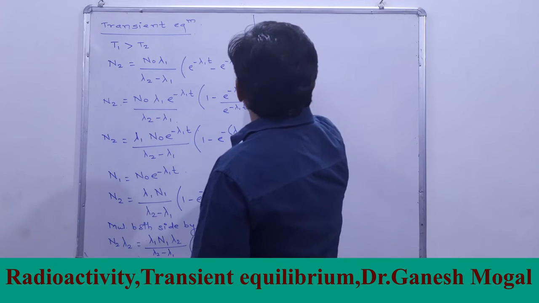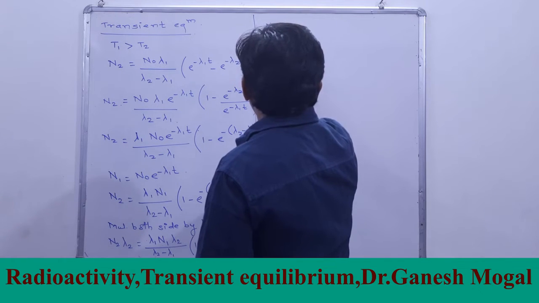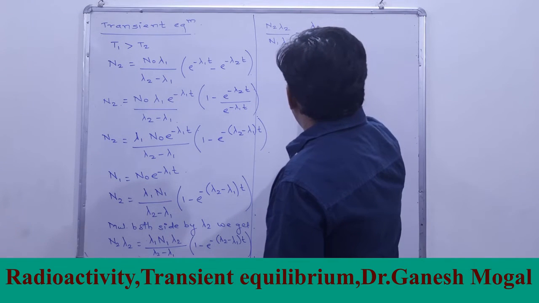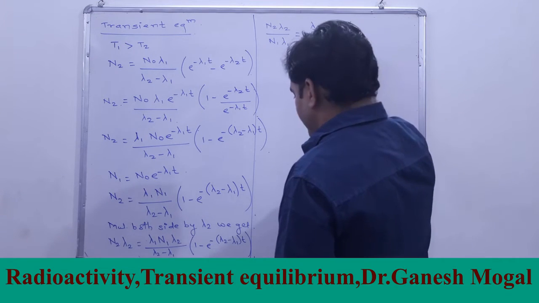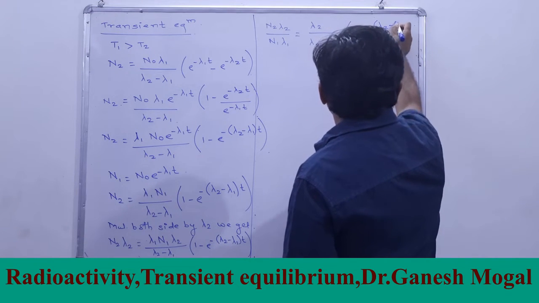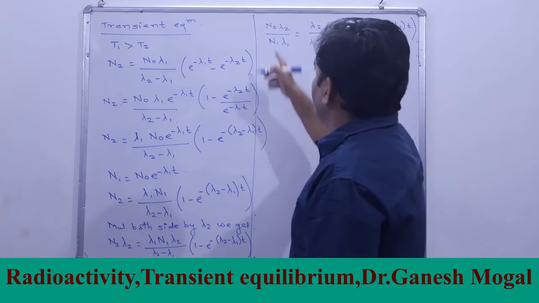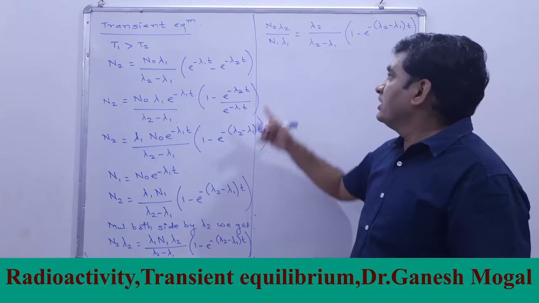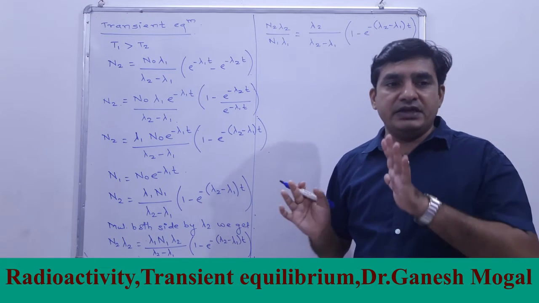Now this can also be written as N2 lambda 2 divided by N1 lambda 1 equal to lambda 2 divided by lambda 2 minus lambda 1, in bracket 1 minus e raised to minus (lambda 2 minus lambda 1) into t. The numerator represents the activity of a daughter, while the denominator represents the activity of a parent.